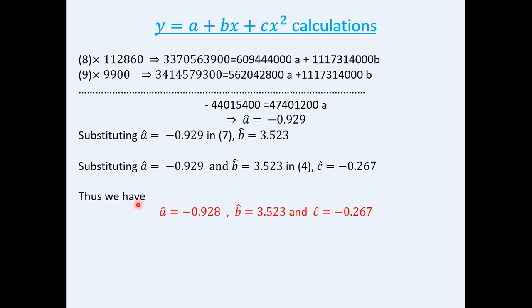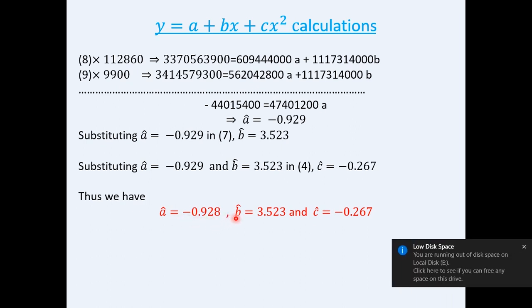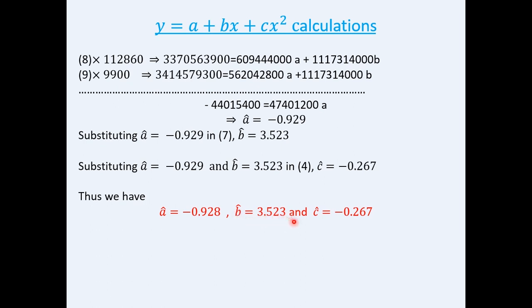Thus we have estimate of A is equal to A cap is equal to minus 0.928. Estimate of B cap is equal to 3.523. And estimate of C is equal to C cap is equal to minus 0.267.